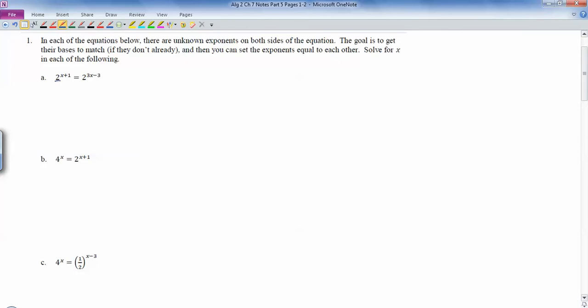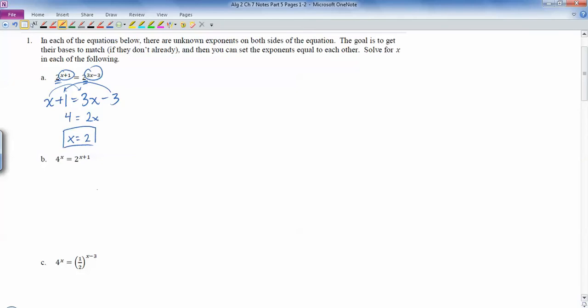And you notice that in the first one, the bases are the same. So if it's 2 to the something equals 2 to the something, the somethings have to be the same. So x plus 1 would have to be the same as 3x minus 3. And if I bring this x over here, I'll get 2x. And if I add 3 to both sides, I'll get equals 4. So then x ends up being 2. Okay, so there's the first one.